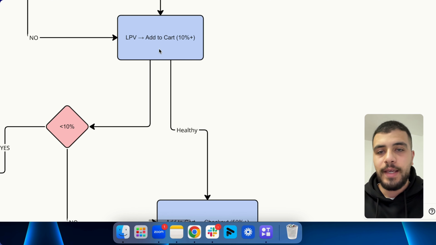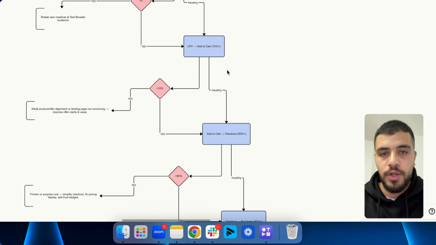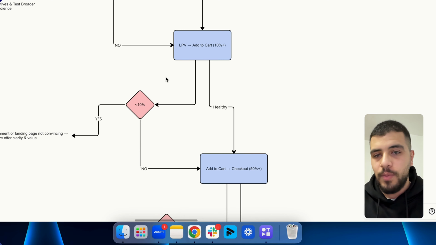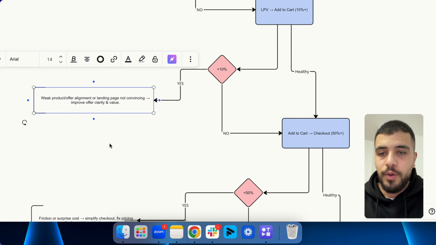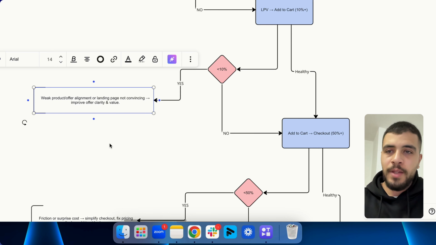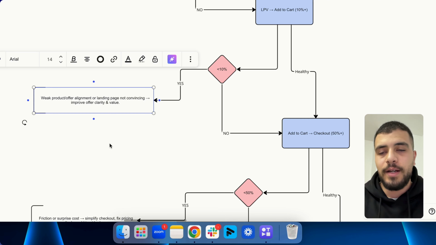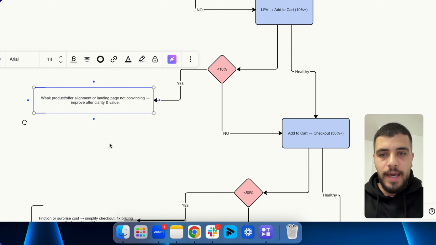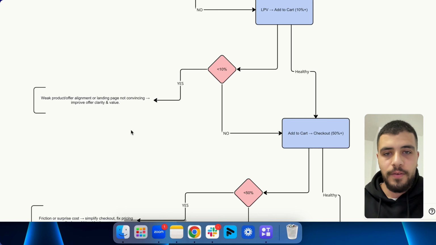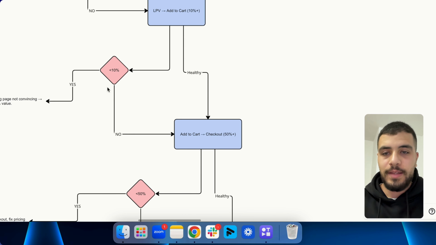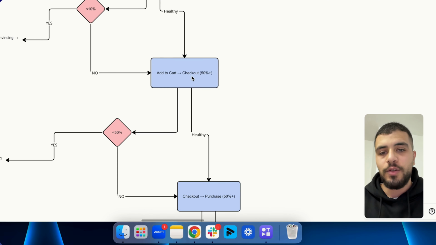So first thing we look at is the landing page view to add to cart ratio, or conversion rate. This conversion rate should be around 10 to 15%. Ideally, if it's below 10%, then we have either a weak product/offer alignment, meaning people see the ad and get promised something, then they hop on the landing page and they see something else, which means there is a disconnect between the ad creative and the actual landing page. So we need to fix that. Or the landing page is simply not convincing enough. So this needs improvement.